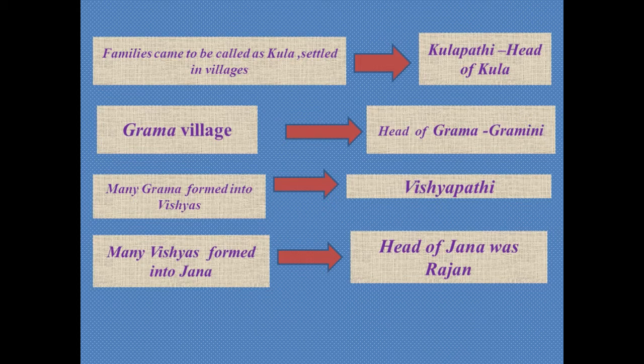And further, many such gramas formed into an association called Jana. This formed into a Jana, and the head of the Jana was none other than the Rajan. Rajan became the head of the Janas. He was supreme among all these groups of people. I hope I'm reaching you.